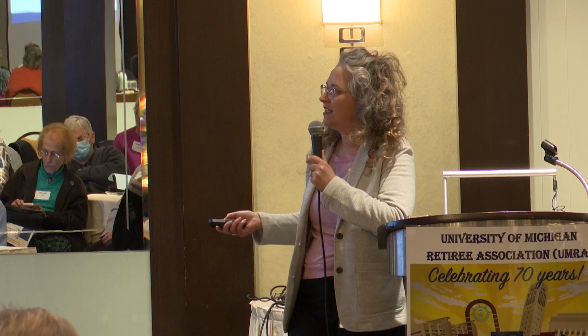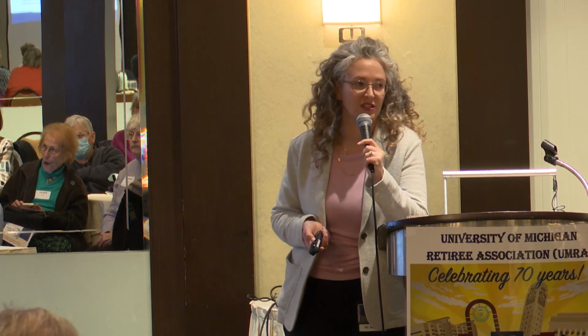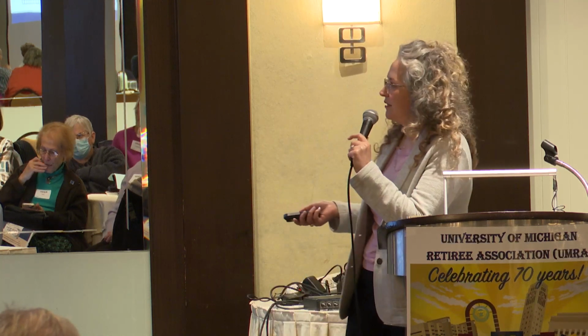And the other thing we recommend would be the Amsler grid. So this is a grid, and we ask that you would take it home. You're supposed to check one eye at a time with your reading glasses on, held at 14 inches from your nose, which is reading distance, and you're looking for changes in the grid.